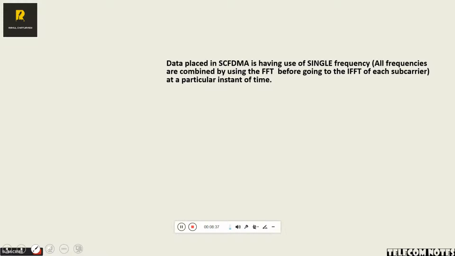Data placed in SC-FDMA uses a single frequency. In this one we are using the single frequency. All frequencies are combined by using the FFT before going to the IFFT of each subcarrier. In the previous transmitter you can see that we only used the IFFT, but in the case of SC-FDMA we have used the FFT also.